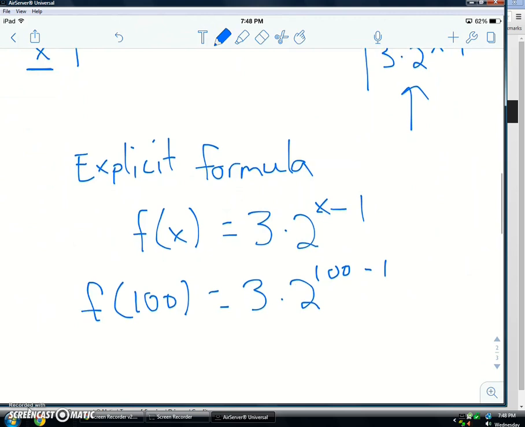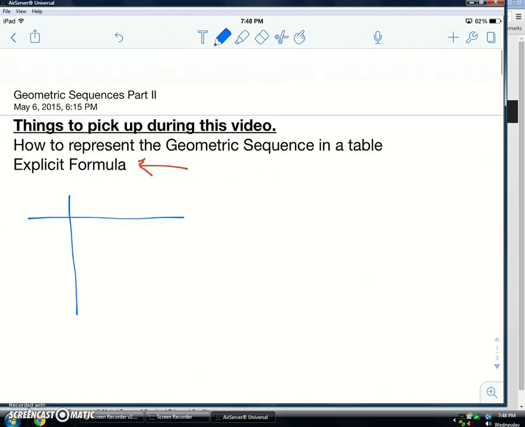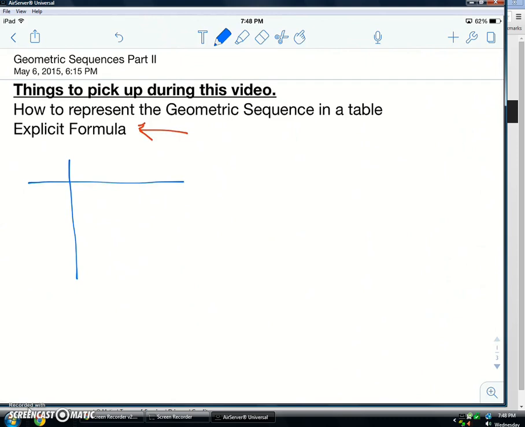So the explicit formula allows us to find any term in our sequence without having to sit there and go times 2 times 2 times 2 using that common ratio over and over again. All right, so hopefully you're able to get an idea as to how to represent the sequence in a table and what I mean when I say an explicit formula.